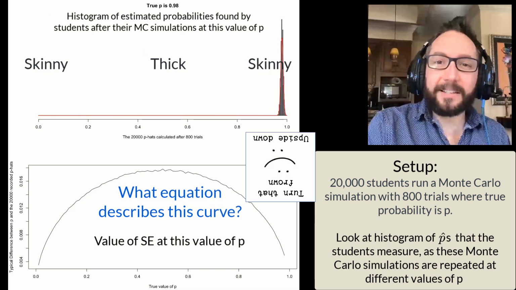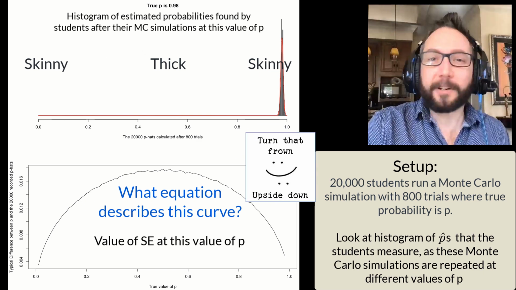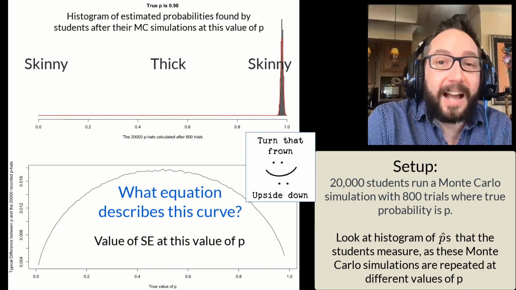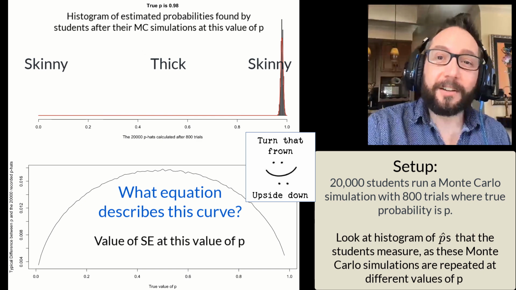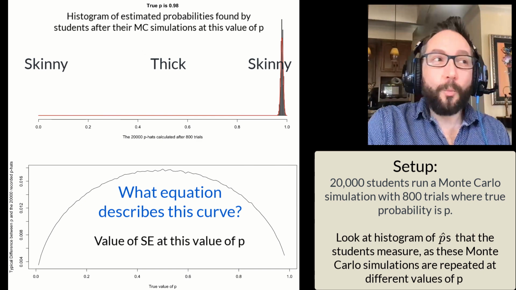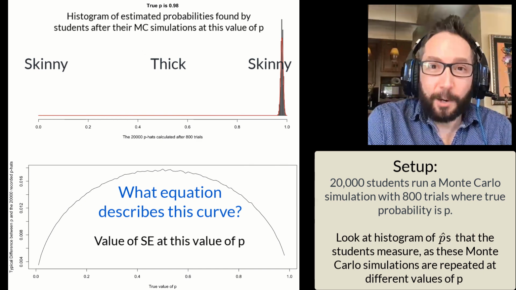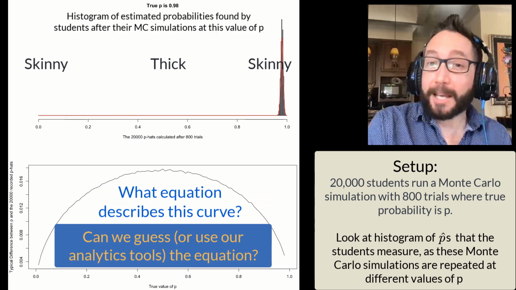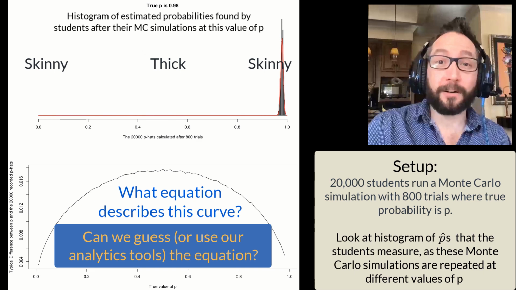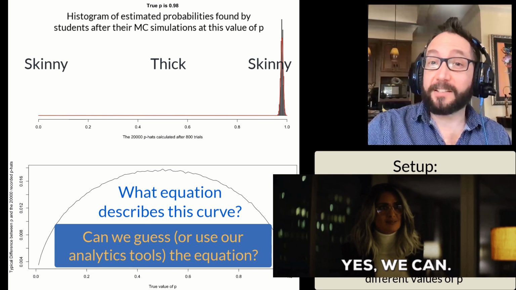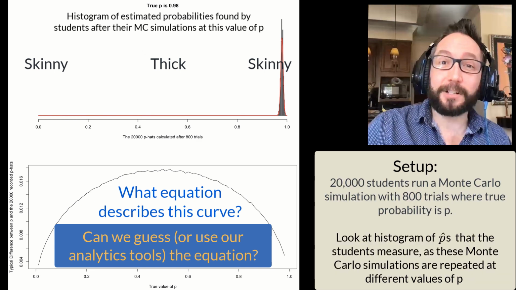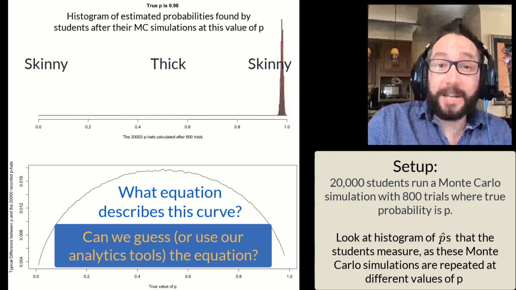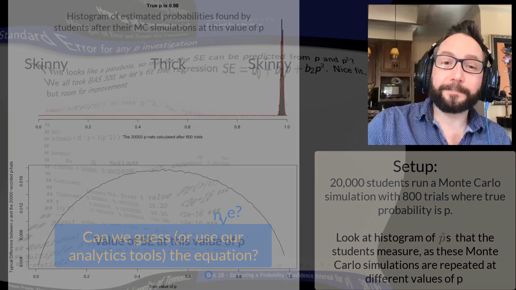So what we see is kind of a fun, happy, semicircular relationship between the size of the standard error, how precise our estimated value of p is, and the value of p itself that we're trying to estimate. So, can we guess what the mathematical equation is for this curve? Well, this gives us a good chance to dust off our skills from BAS 320, the regression class, because we know how to fit curves to data.